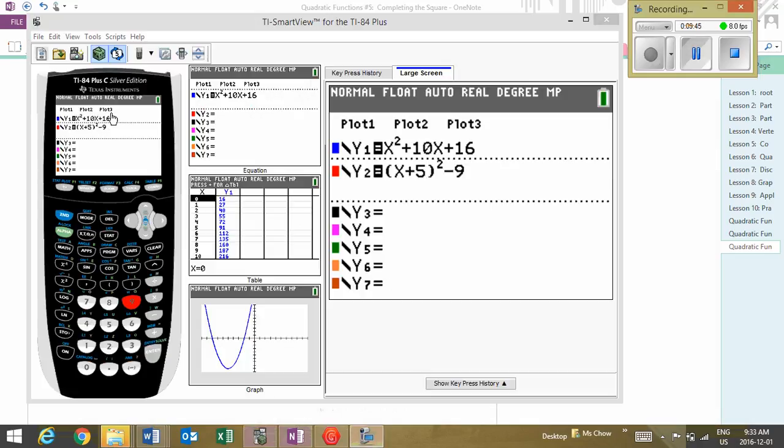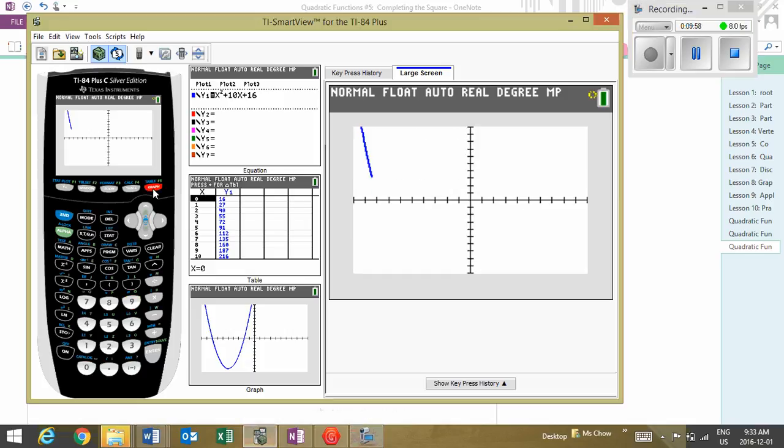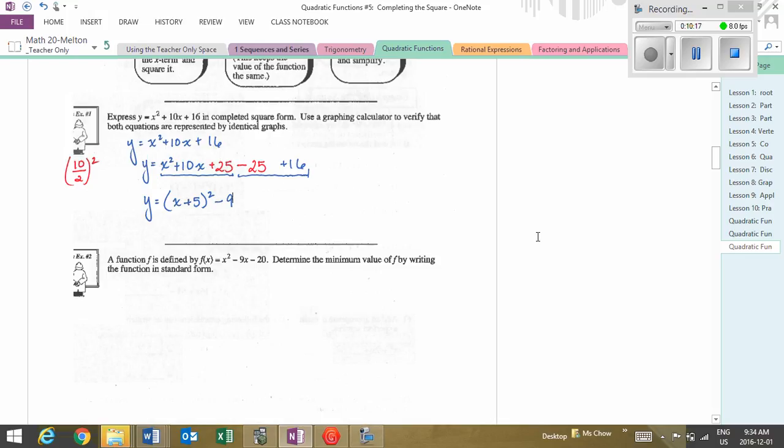So I have my two equations, my two functions entered into the calculator. Under y1, I have my general form, and under y2 we have the vertex form. So hopefully when we hit graph, they should come out as identical. So there is our general form, x squared plus 10x plus 16, and then the second graph in vertex form goes right on top of it. So that gives us confirmation that these two represent exactly the same function. Excellent. So moving on then, we've got a similar question.